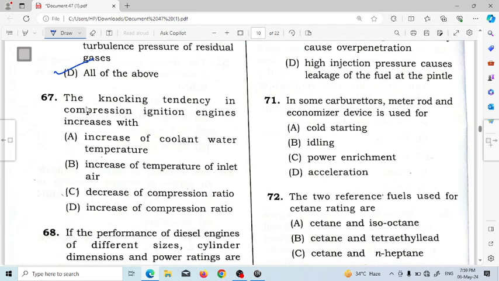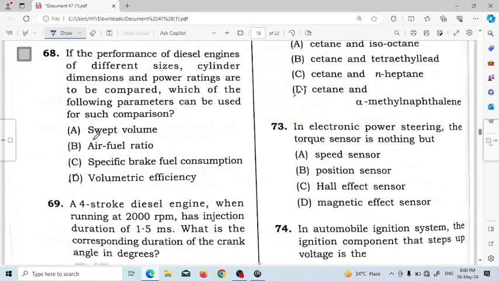Next question number 67. The knocking tendency in a compression ignition engine increases with decreasing compression ratio. So by decreasing the compression ratio, knocking tendency increases in the case of a CI engine. So option C is the correct answer.